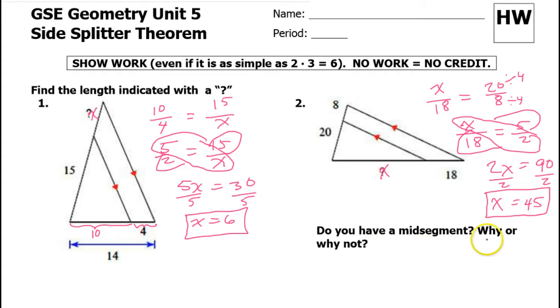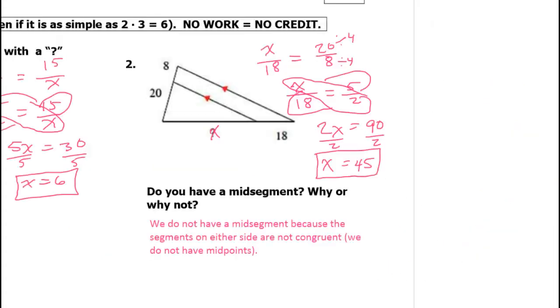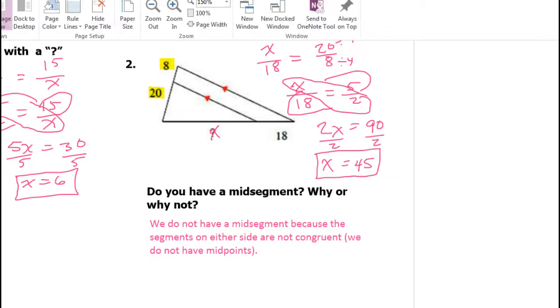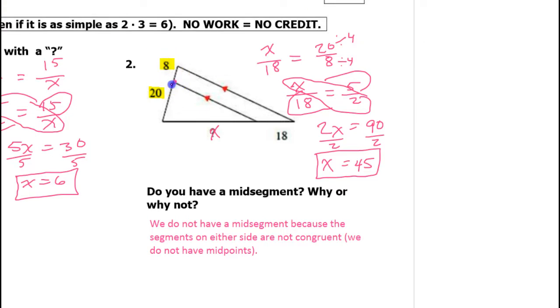Do we have a mid-segment? Why or why not? We do not have a mid-segment because the segments on either side are not congruent. See how we have a 20 and we have an 8? If this were a mid-segment, these would both be the same, like 20 and 20, or 8 and 8. In other words, this point right here is not a midpoint. And both of these points have to be midpoints if this is going to be a mid-segment.